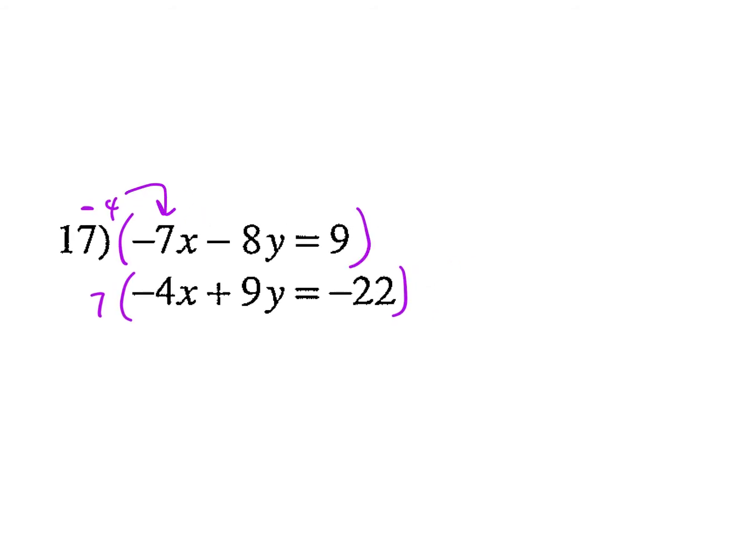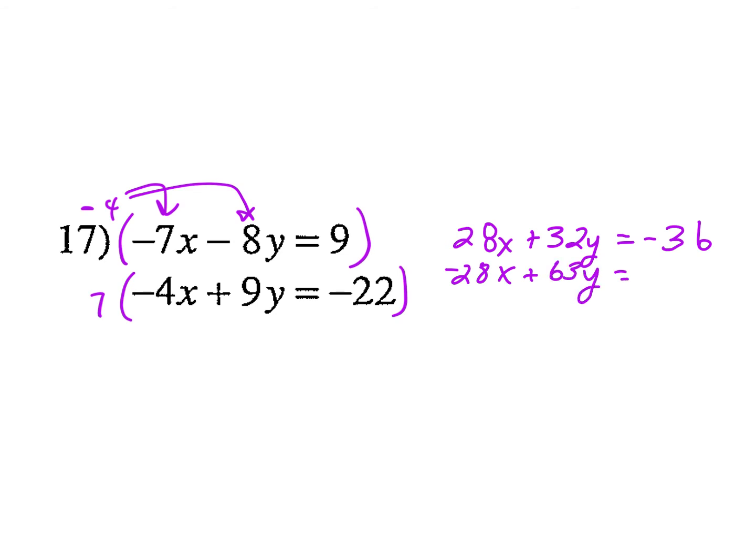Okay? So we're going to have negative 4 times negative 7 is positive 28x. Negative 4 times negative 8 is positive 32y. Negative 4 times negative 9, positive 9, I'm sorry, is negative 36. Agreed? Okay, so 7 times negative 4 is negative 28x. 7 times 9 is, come on, 7 times 9? 63, good. Equals, what is 7 times negative 22?